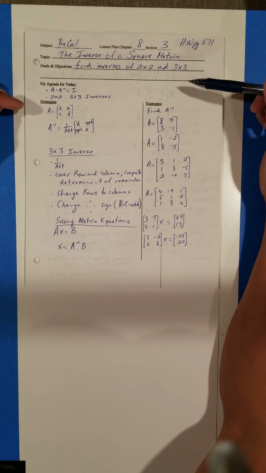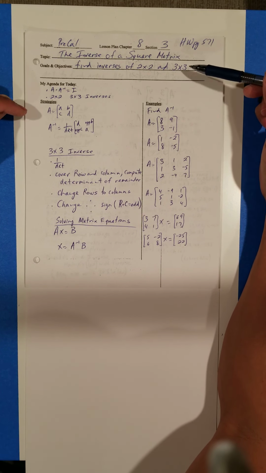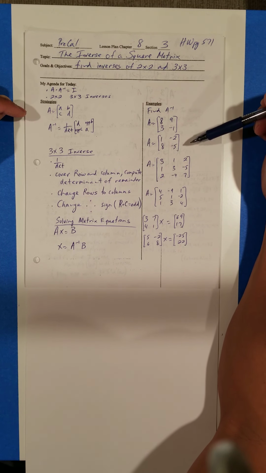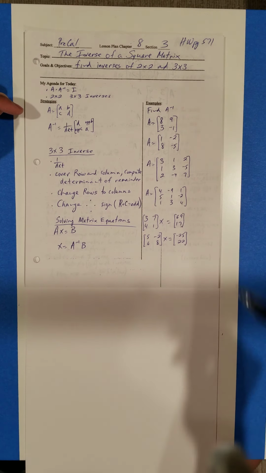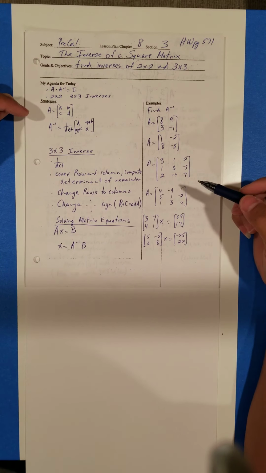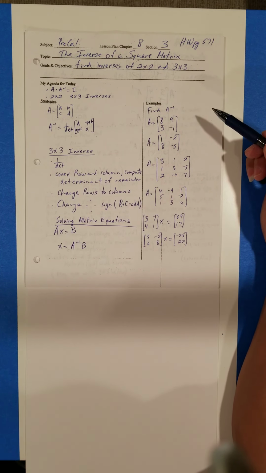So what we want to do in this section is find inverses of 2 by 2s and 3 by 3s. So I'm going to show you how to do that. And then also use inverses to solve equations that have to do with, for example, matrices and then systems of equations, okay? So a 2 by 2 is very simple.